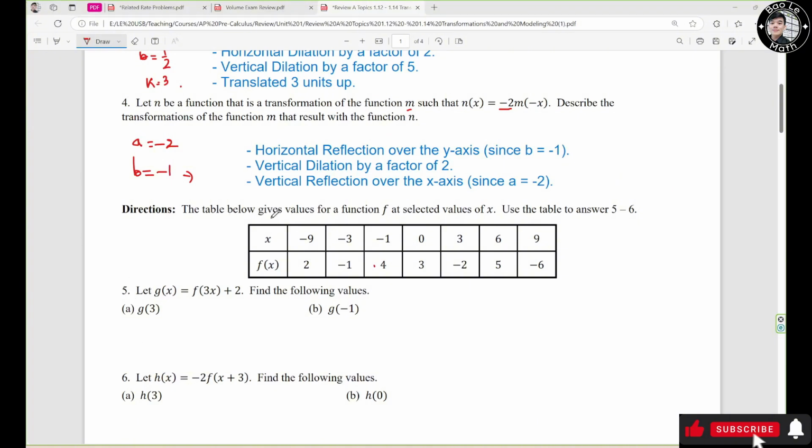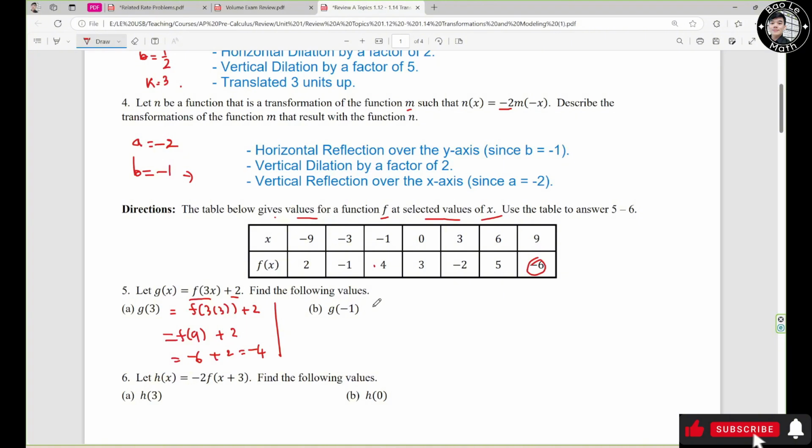The table below gives values for a function f at selected values of s. Use the table to answer questions 5 and 6. Alright, so g of s equals f of 3s plus 2. Now g of 3 is going to be f of 3 times 3 plus 2, right? So it could be f of 9 plus 2, right? So f of 9 is going to be negative 6, right? So negative 6 plus 2 is going to be negative 4, right?